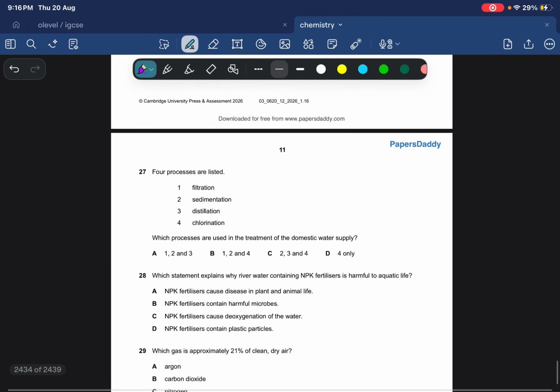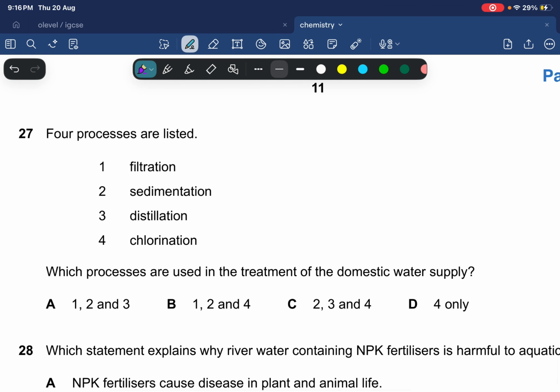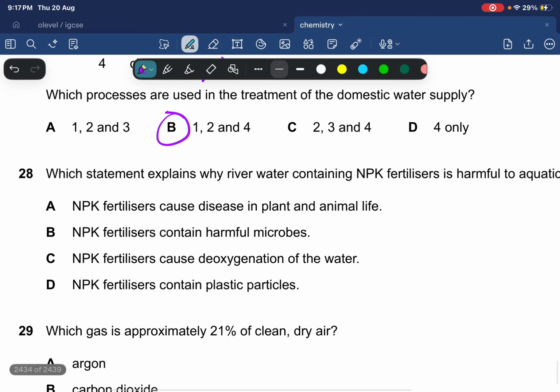Option number B. 4 processes are listed: filtration, sedimentation, distillation, chlorination. Which processes are used in the treatment of domestic water supply? Filtration, sedimentation. Distillation we don't use in the treatment. We use distillation to get the water out. Okay, but not in the treatment. For treatment, we filter it, we sediment it, and we chlorinate it. So 1, 2, and 4. Distillation is just used to obtain normal distilled water, but not the home water.